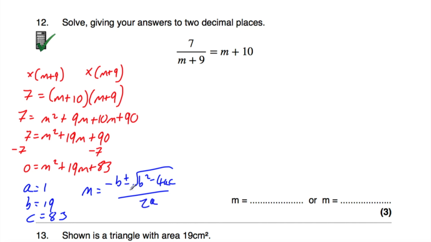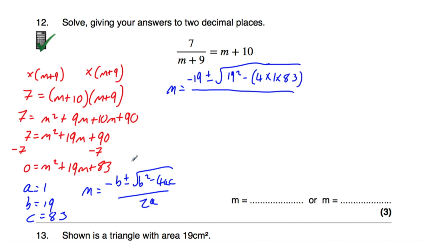So let's substitute our values in. So we've got m is equal to minus b, so it's going to be minus 19 plus or minus the square root of, and then instead of b squared, we're going to have 19 squared minus, and then in brackets 4 times a, which is 1, times c, which is 83, close brackets, and then extend our square root up, and that's all divided by 2a, which would be equal to 2.